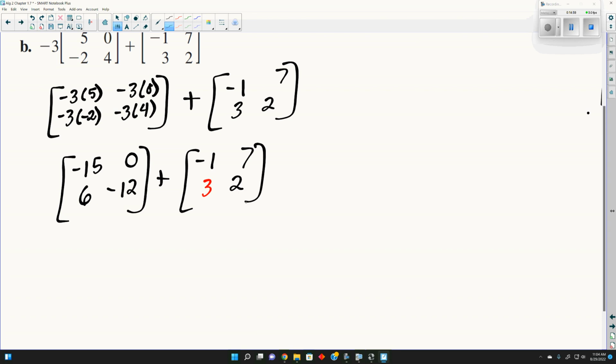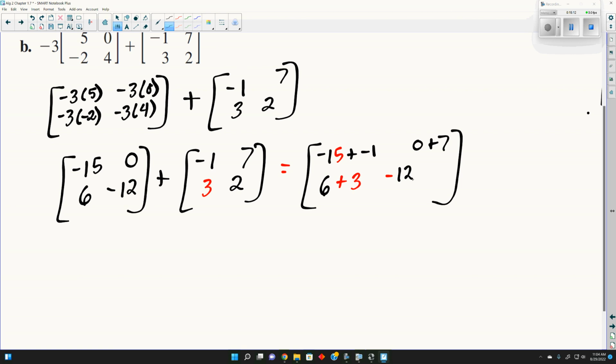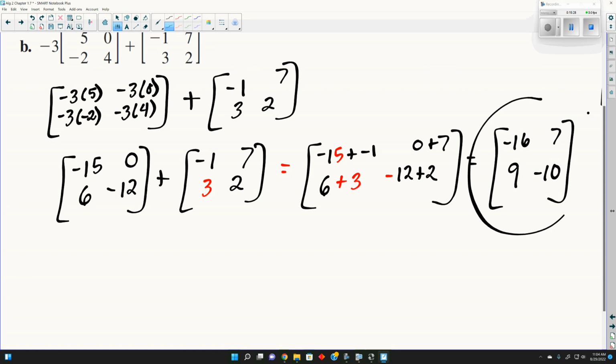And then we have this here. Now, we do need to add them together. So we'd say negative 15 plus negative 1, 0 plus 7, 6 plus 3, and negative 12 plus 2. Well, negative 15 plus negative 1 is negative 16. 0 plus 7 is 7. 6 plus 3 is 9. And negative 12 plus 2 is negative 10. That's your answer.